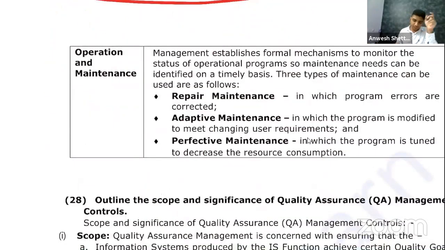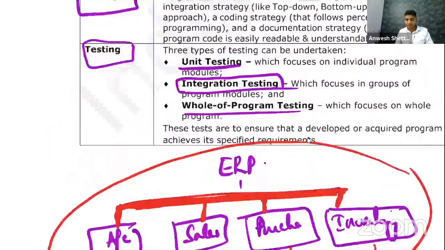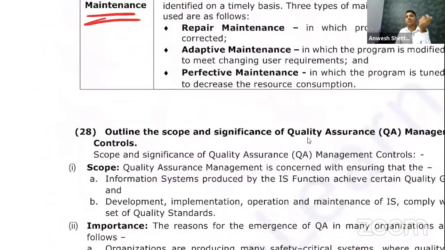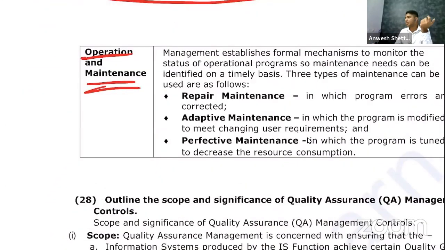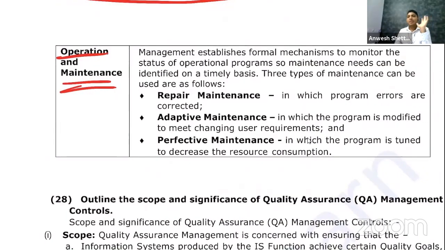Next, operation and maintenance. See, this sometimes is an examination question. Normally questions won't be this big. They will break the question and ask you a small part of it. So the question could be, write a note on operation and maintenance control.